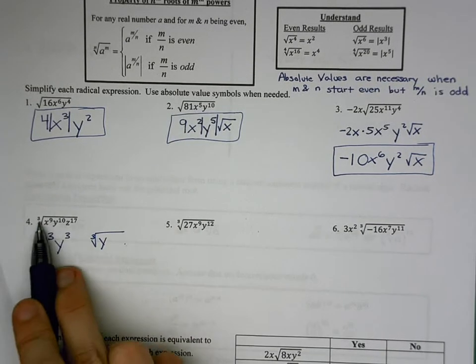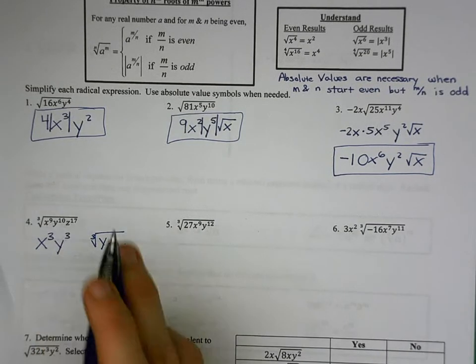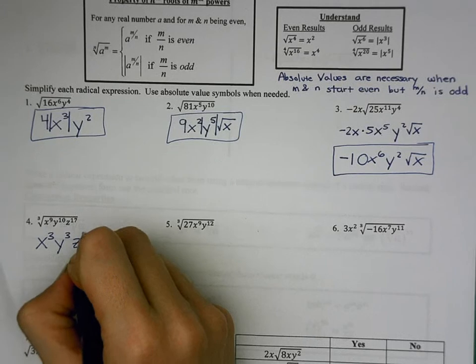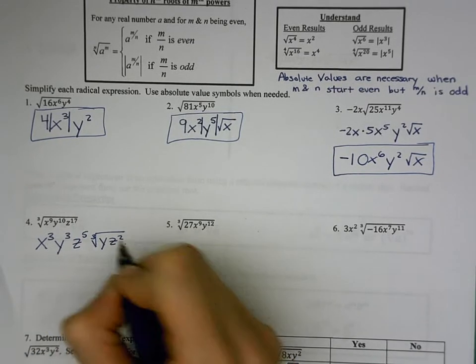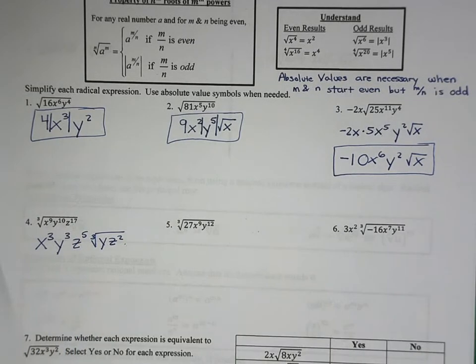And 3 goes into 17 5 times with 2 left over. Okay, so that's your answer.